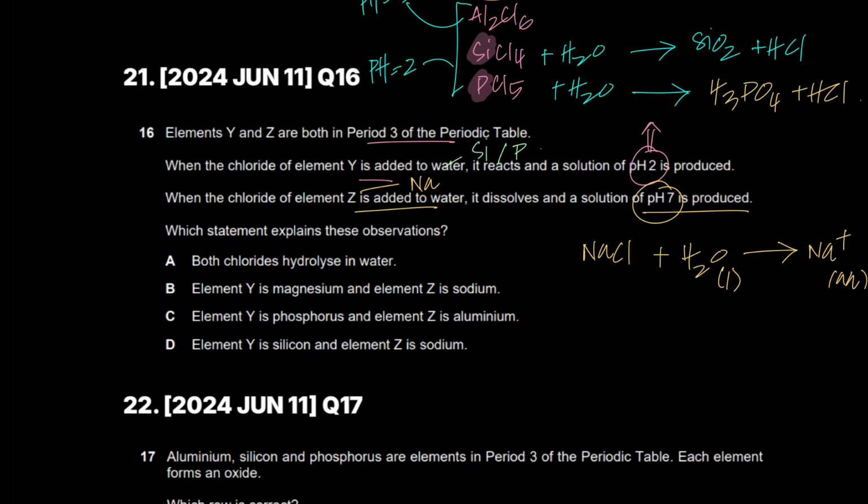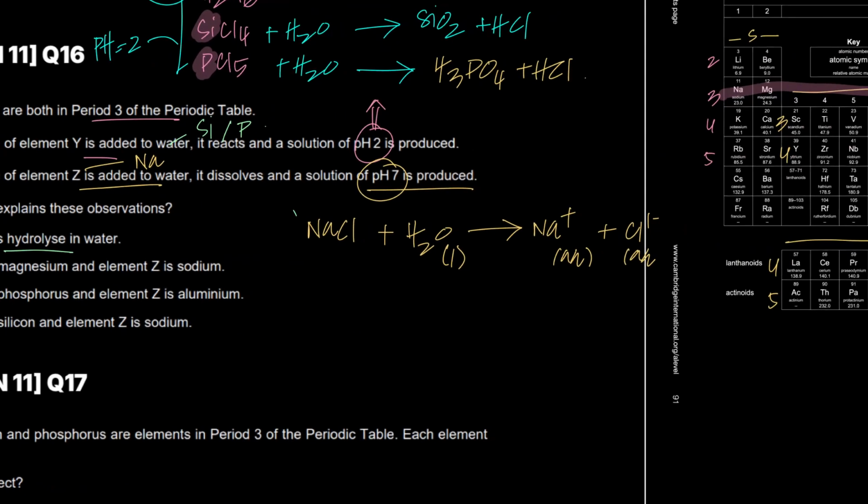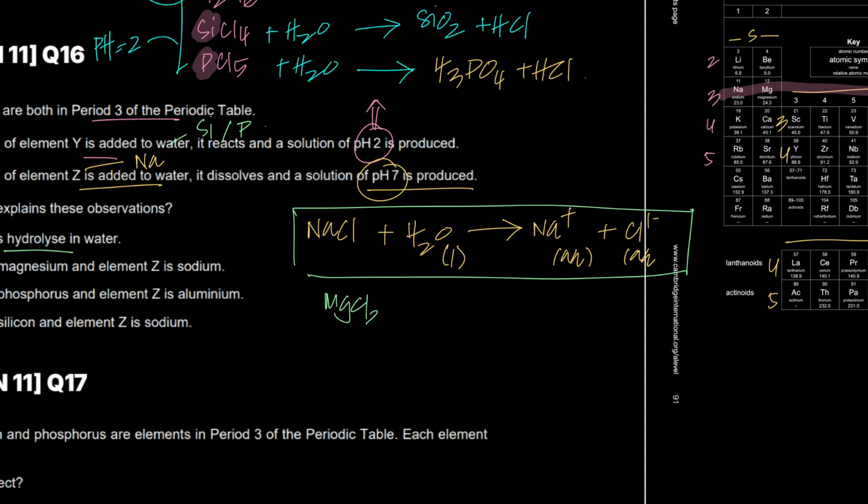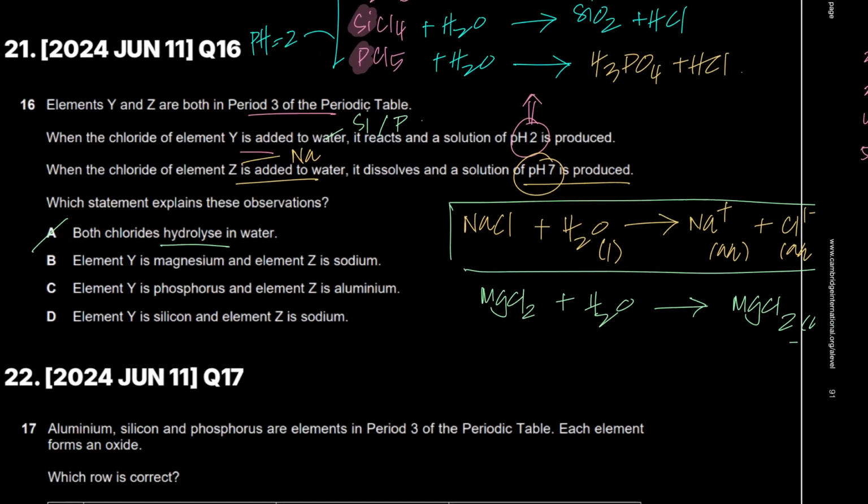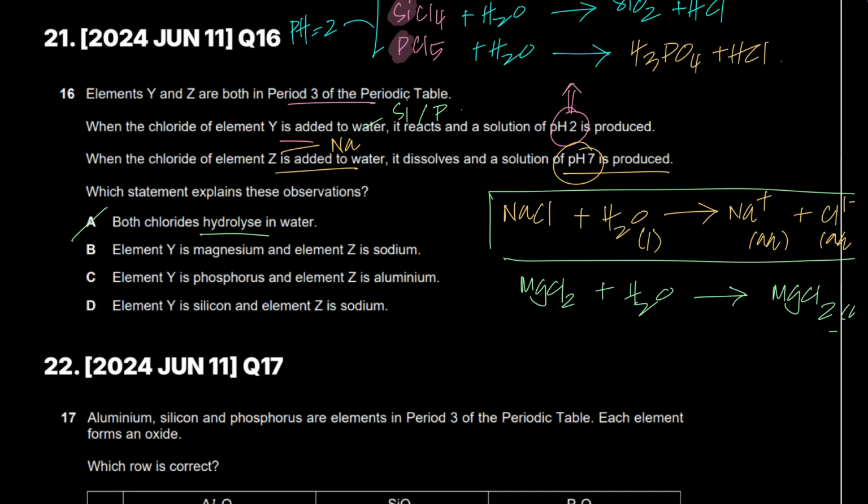Now, which statement explains these observations? Both chlorides hydrolyze in water. It's absolutely incorrect. I just stated sodium chloride does not hydrolyze in water, neither does magnesium chloride, because they just dissolve. We've studied them. They don't react with water. They just dissolve to give you MgCl2 aqueous and NaCl aqueous. So they don't both hydrolyze in water. Hydrolyze means they react, right? They don't. Yes, silicon chloride and phosphorus chloride will react.